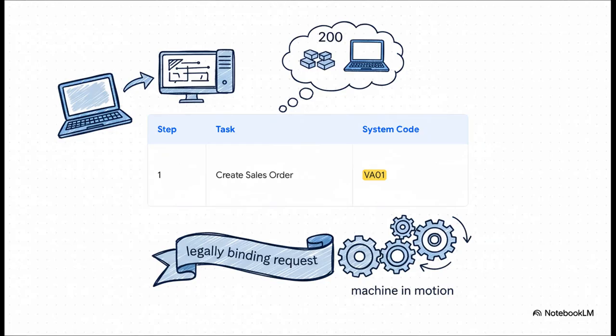So it all starts right here. The request for those 200 laptops gets plugged into the system using the transaction code VA01. This isn't just a note, it's a formal sales order. Think of it as a binding contract that locks in all the details and officially kicks the whole process into gear.